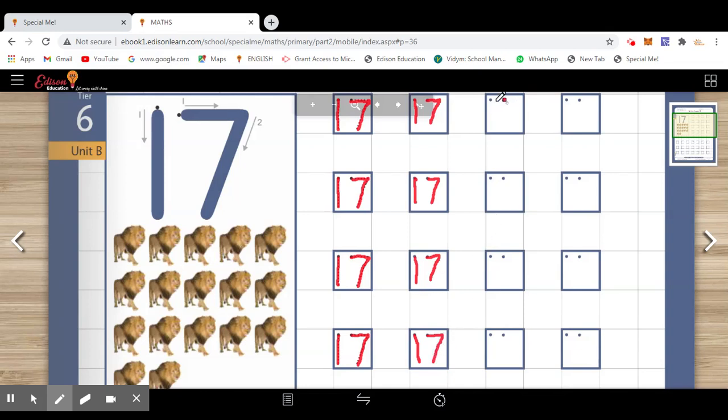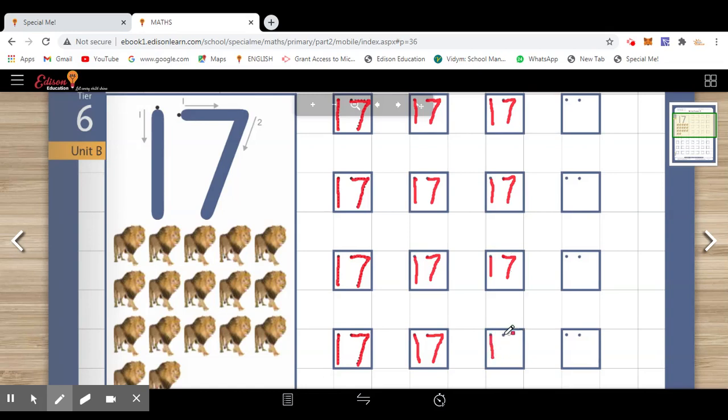1, 7, 17. Also, you can practice counting different objects lying at your home. This way, you can revise counting again and again. You have to count up to number 20 and you have to write from number 1 to 17 in your notebook. Is it clear to you? Good.